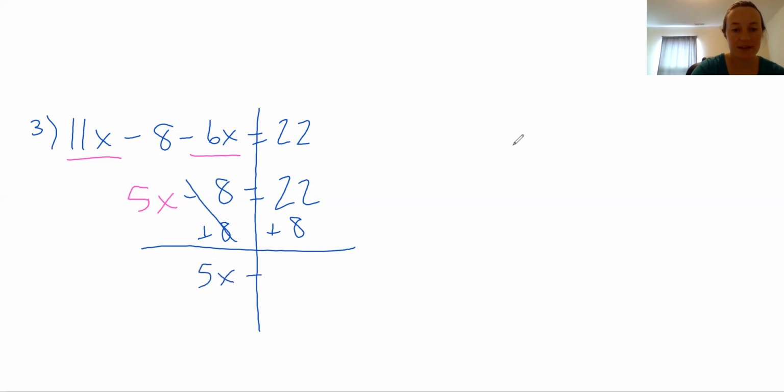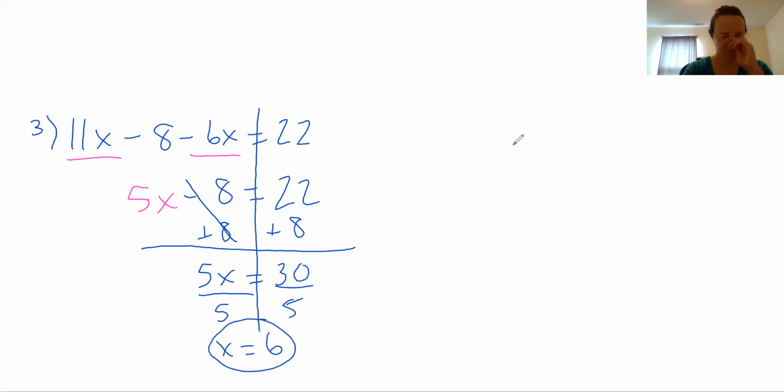Bring down my 5x. 22 plus 8 is 30. Divide by 5. Divide by 5. We end up with x is equal to 6. Sorry guys, couldn't wait any longer.